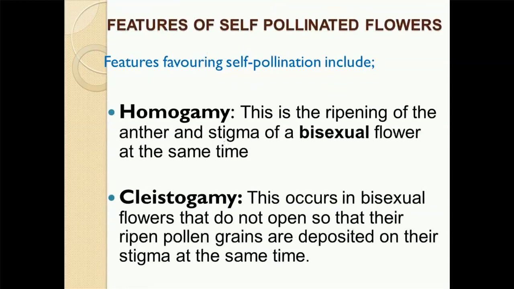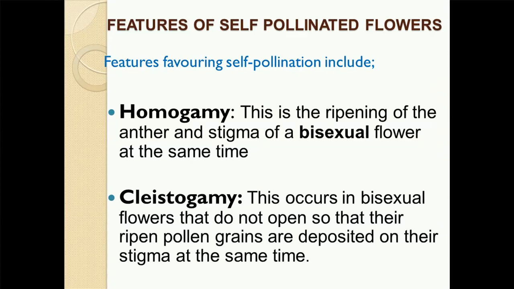Now look at the features of self-pollinated flowers. There are some flowers that can only be pollinated by self-pollination method. And so let's look at some features that favor such process. Number 1, we have homogamy. Now, this is the ripening of the anther and the stigma of a bisexual flower at the same time. Remember, in flower, we said that bisexual flowers are those flowers that have both the male and the female reproductive system on them. And so the meaning is that they have the anther, which represents the male, and they have the stigma, which represents the female. And so when the pollen grains of the anther and the stigma ripen or mature at the same time, self-pollination can take place.